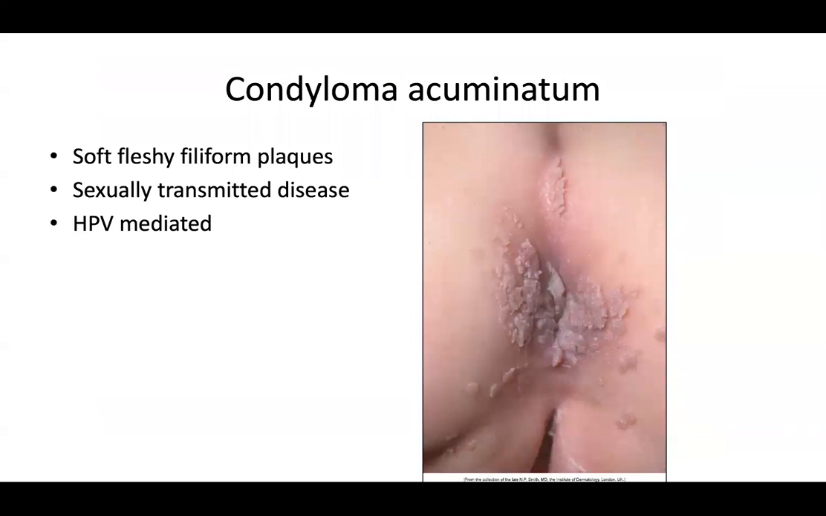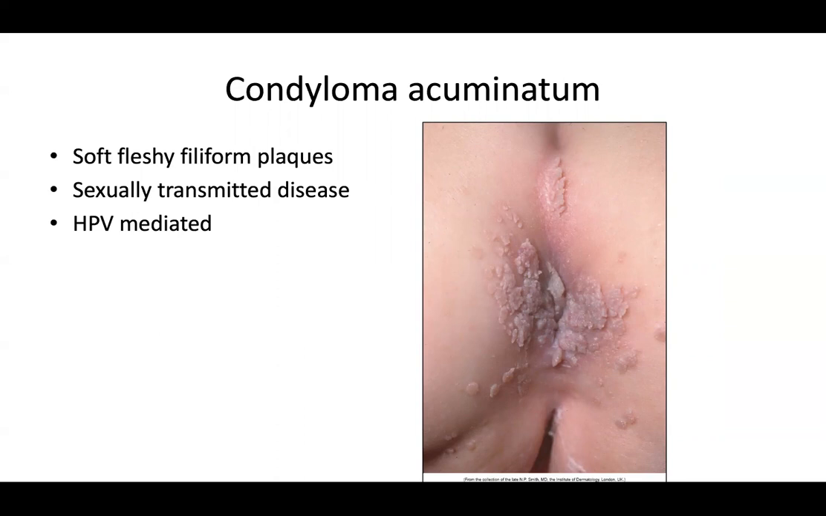Condyloma acuminatum. These usually present in areas that reflect some sexually transmitted disease, so commonly around the anogenital region. They show up as filiform papules coalescing into plaques, sometimes just large plaques. They're considered HPV mediated, but different types of HPV can lead to condyloma.